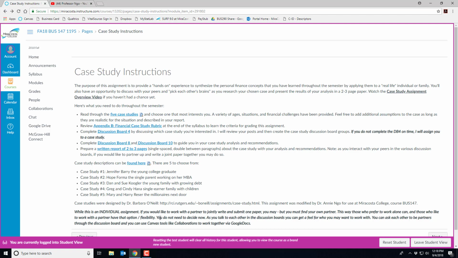This way, if you prefer to work alone, you can. And for those that prefer to work with a partner, you have that flexibility as well. But either way, you do have the discussion board so that you can talk with other folks, but at the same time not have the pressure of trying to collaborate in a group on a single assignment if that's not your preference. You don't have to decide if you want to partner with anyone right now. You have a couple of discussion boards to get to know folks. And if you do decide to work with each other, ask each other, hey, do you want to partner in the discussion board? And we've got Canvas tools like collaborations that will let you work together using Google Docs.